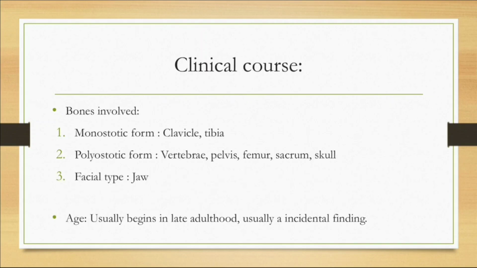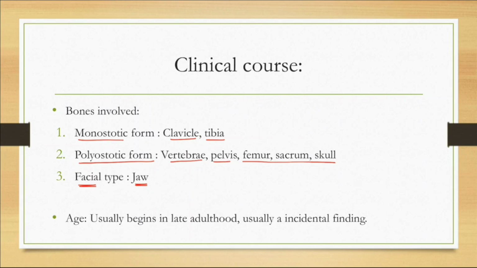Now coming to the clinical features. The bones involved may be monostotic, meaning it involves only one bone, like it is seen in clavicle or tibia, or it could be the polyostotic form, in which more than one bone is involved, which includes vertebra, pelvis, femur, sacrum and skull. And there's a third type called the facial type, in which the jaws are involved.